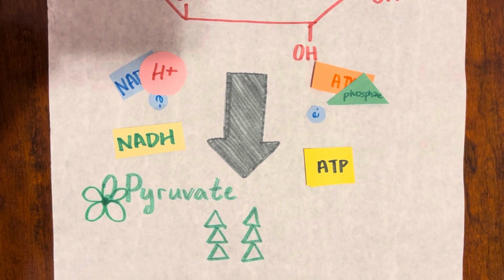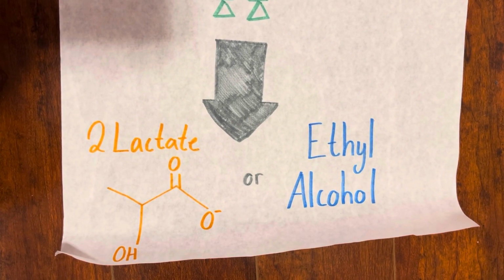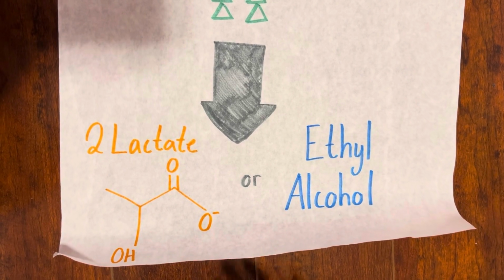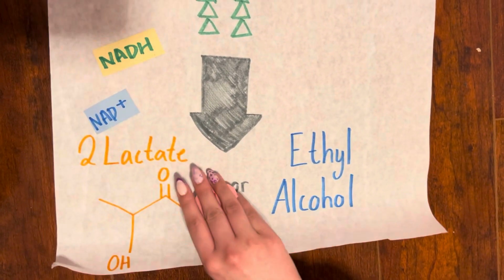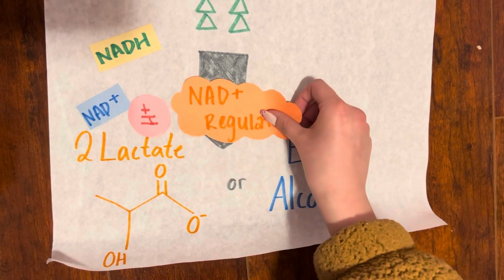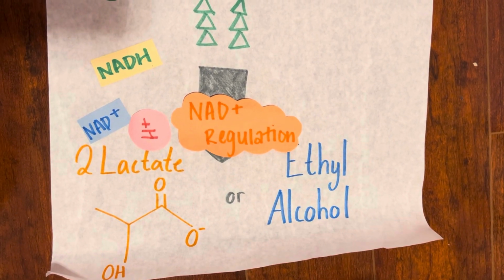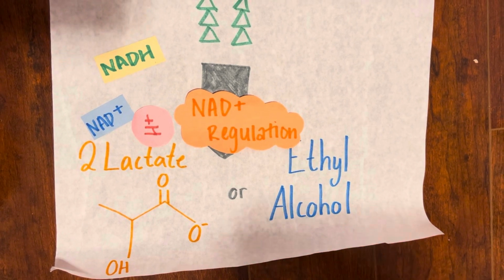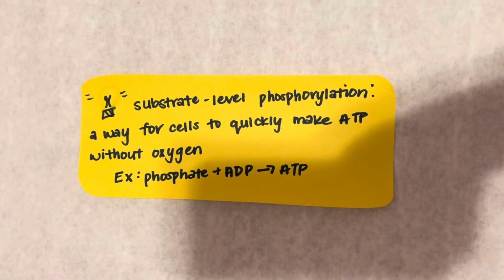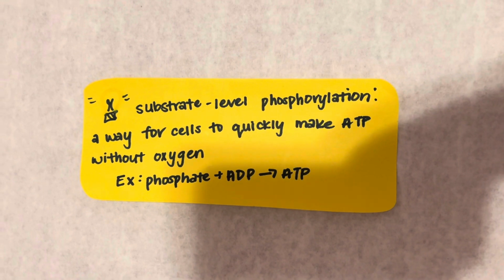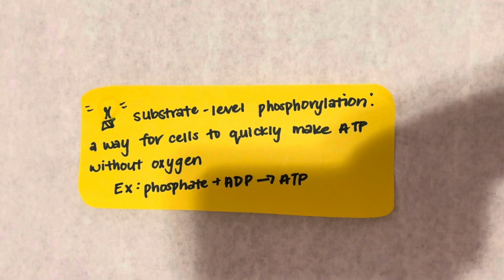And then under the absence of oxygen, the pyruvates go to fermentation, and the fermentation process needs more NAD plus. So over here, the NADH will be broken into NAD plus and a hydrogen, which is called NAD plus regeneration. And when there is oxygen present, the pyruvate will go through a transition intermediate step, which will transport the pyruvate into the mitochondria from the cytoplasm. The formation of ATP from ADP plus phosphate is called substrate level phosphorylation, which is a way for cells to quickly make ATP without oxygen.